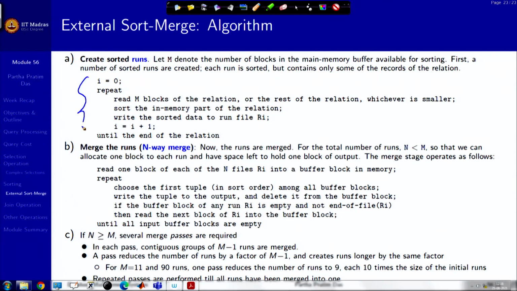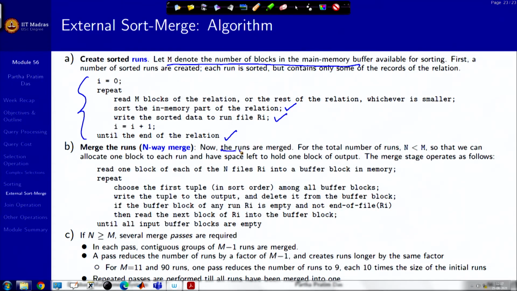The first stage is creating the runs. If you have M blocks that fit into the main memory buffer, then every time you read M blocks, or the rest of the relation, whichever is smaller, sort the in-memory part and write the sorted data to run file R_i, and keep on incrementing i. So you will have so many run files, like we had 4 run files. This will continue till the relation is exhausted. This is the maximum that you could have created in terms of the runs.